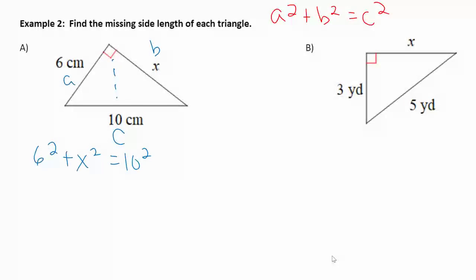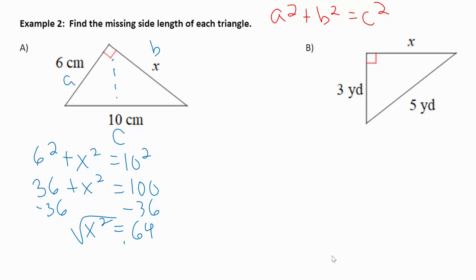36 plus x squared is 100. And notice your variable isn't by itself, so we have to subtract to get it by itself. So we're going to subtract 36. We're going to get this to be 64. And then when we square root, the length of our leg is going to be 8.